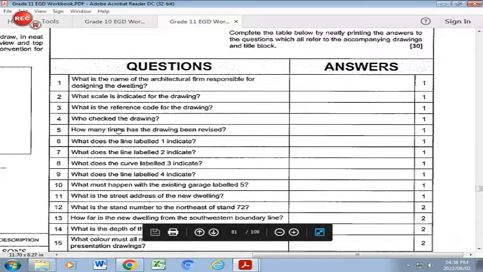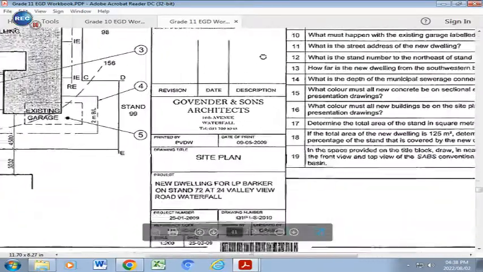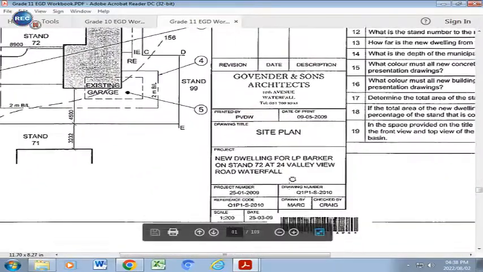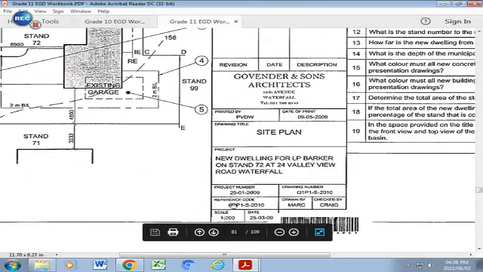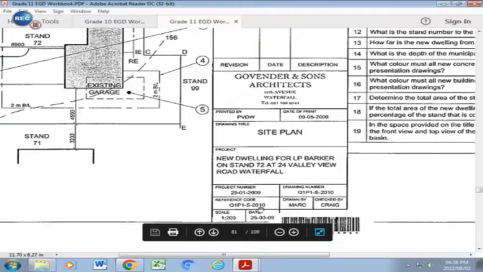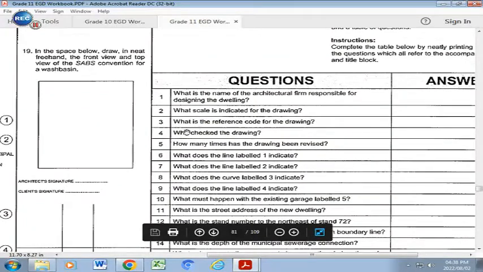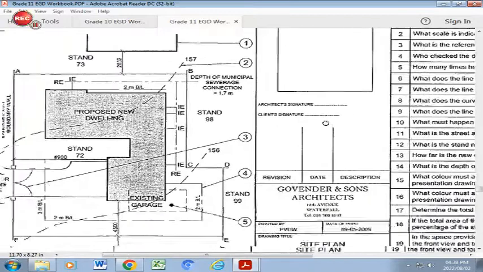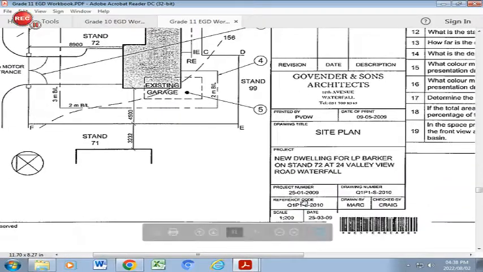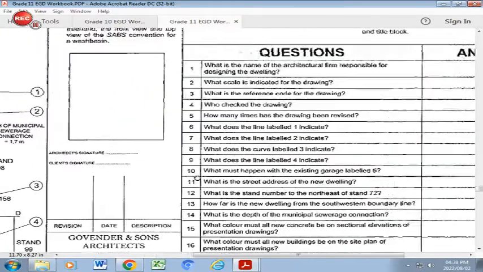What scale is indicated for the drawing? We go down and find the scale, and the scale is printed right here at the bottom, and you will find that the scale is 1:200. If we go to number 3, what is the reference code for the drawing? We look at the reference code, which is right here at the bottom, Q1P1-S-2010. That's the reference code.